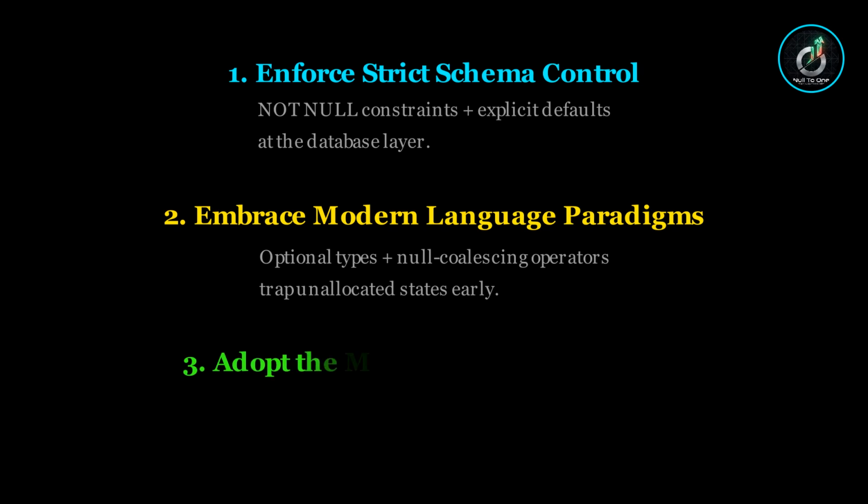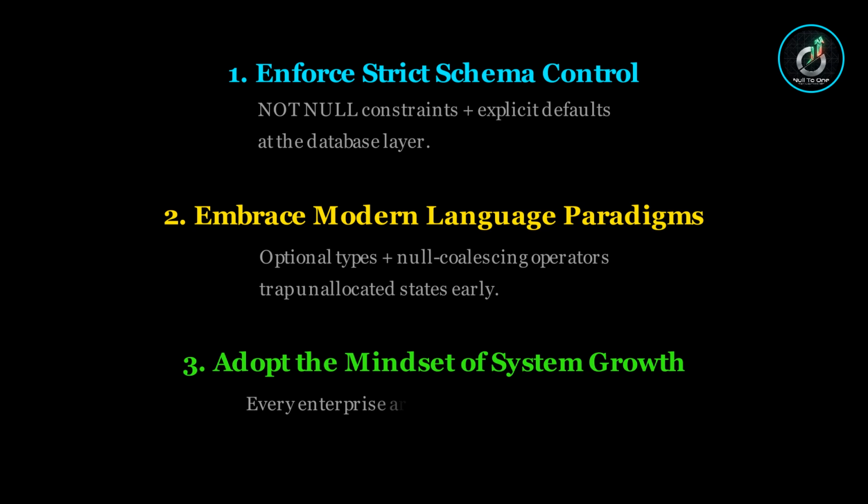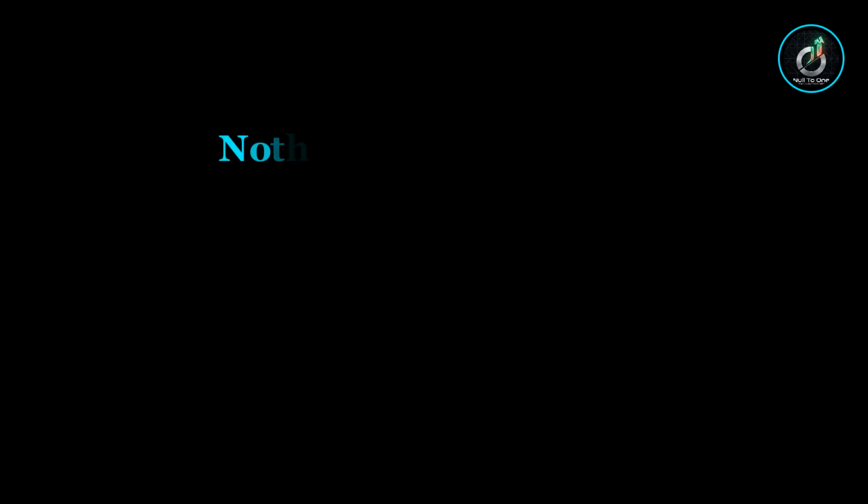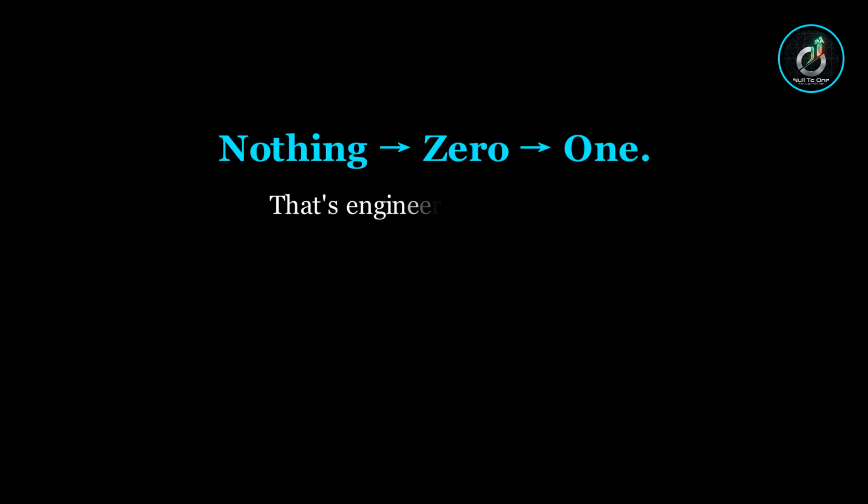And third, adopt the mindset of system growth. Every single enterprise architecture running globally today started as a completely blank text file. Safely taking your code structures from an empty slate of nothingness straight into an optimized, highly resilient system is what engineering excellence is all about.